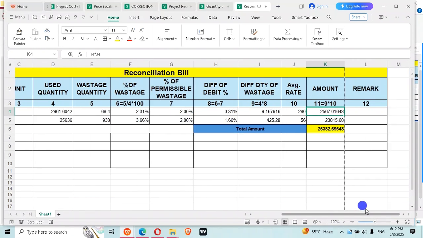Now I am coming to the total amount of these two materials. This is the money. It means this is the total amount of the material that has been wasted, the wastage material. So it is a loss for us. So we can create a reconciliation bill to understand how much material was used, how much wastage we had there, and what the total amount of the wastage material is. That's why the reconciliation bill is very important, and it is created after the completion of the project.